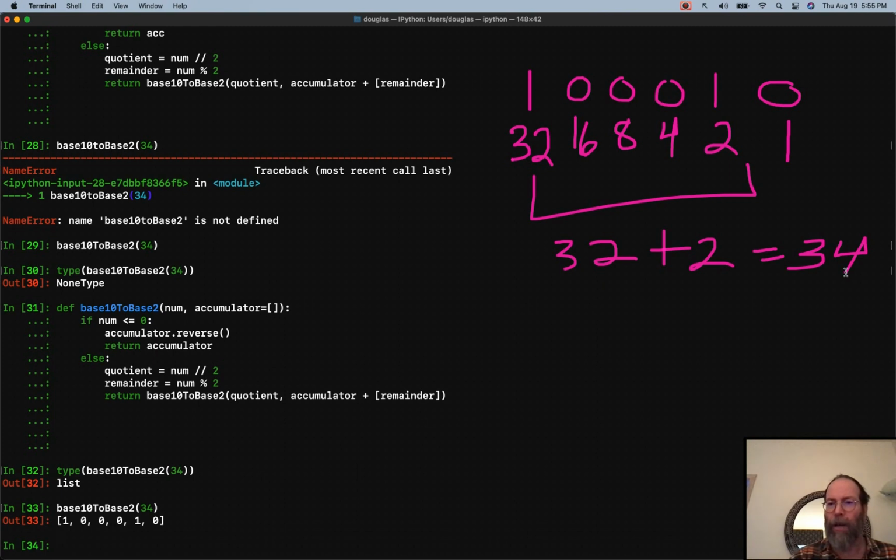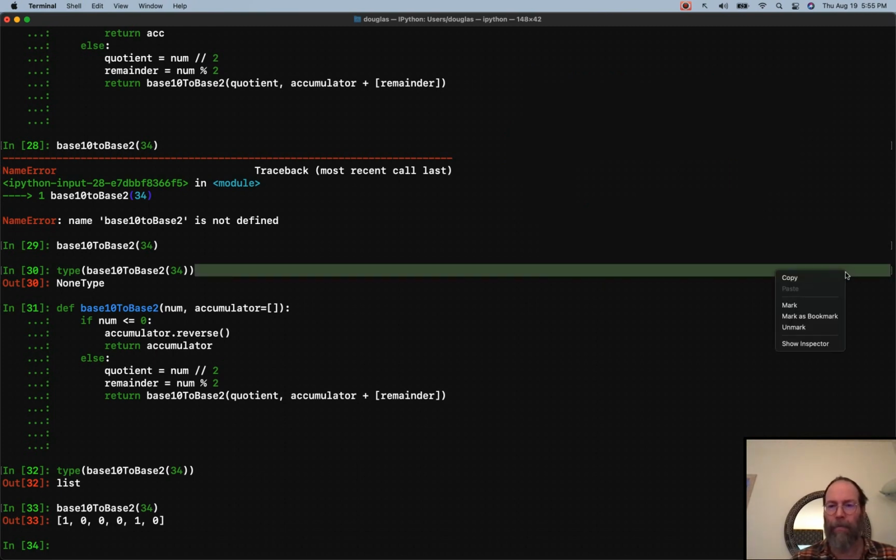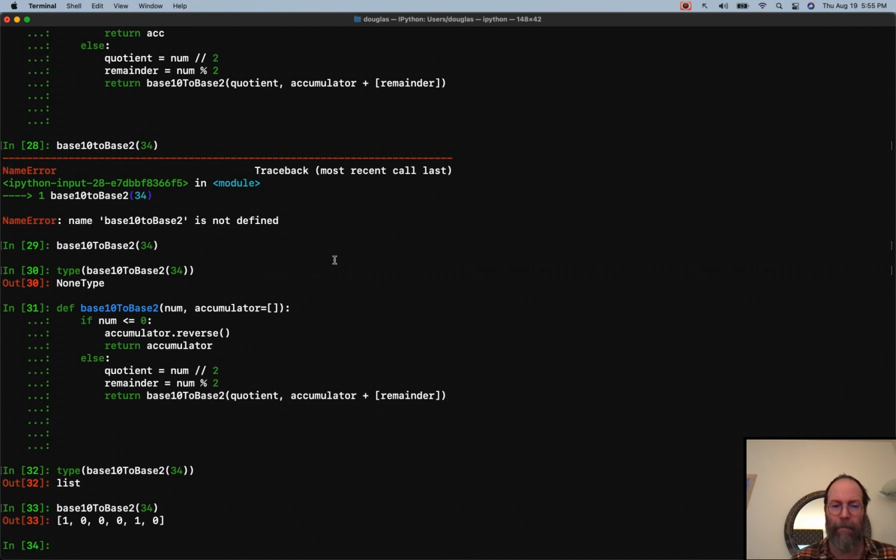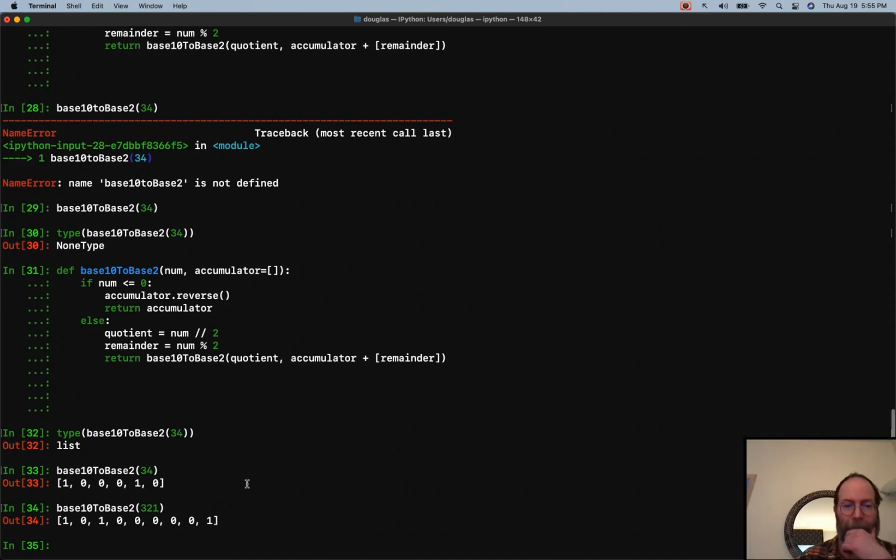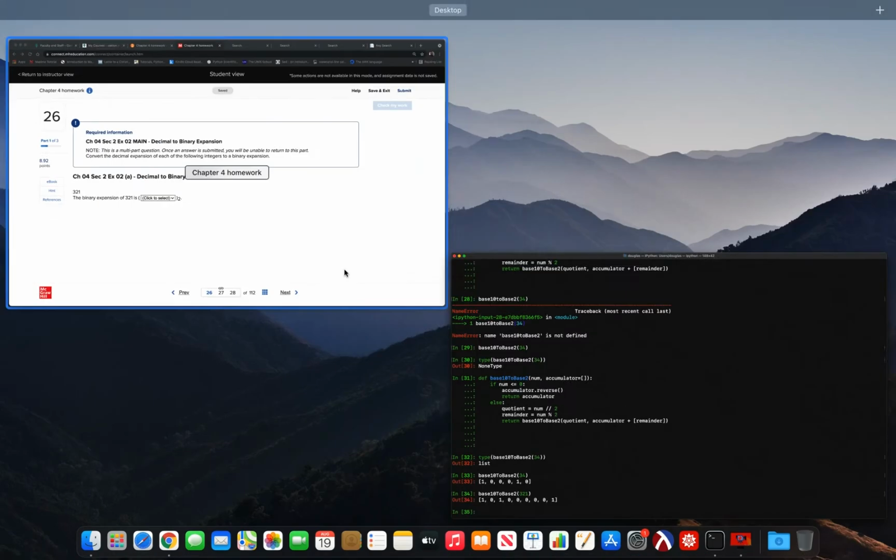Okay, so let's try this again. Base 10 to base 2, 321 should give me 101 0 0 0 0 0 1. So 101 and then 1 2 3 4 5 zeros and then 1.